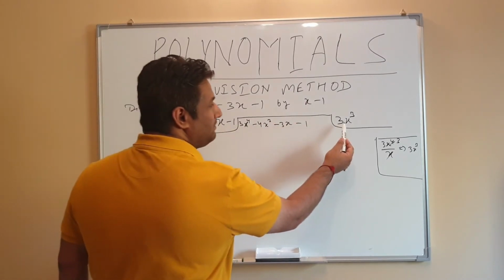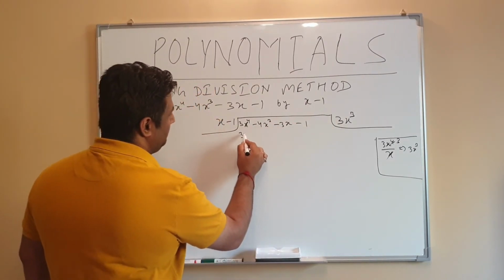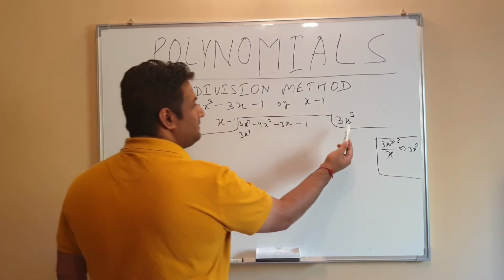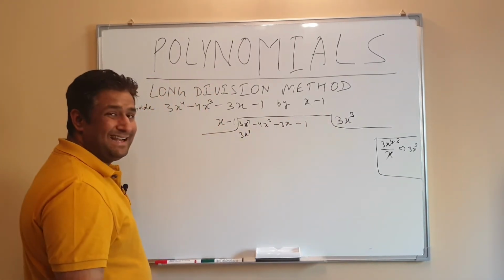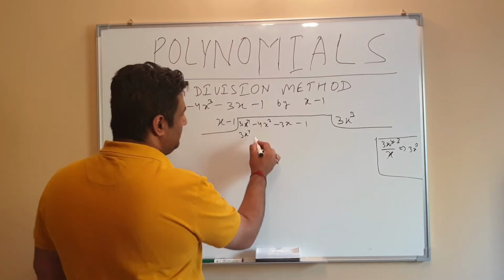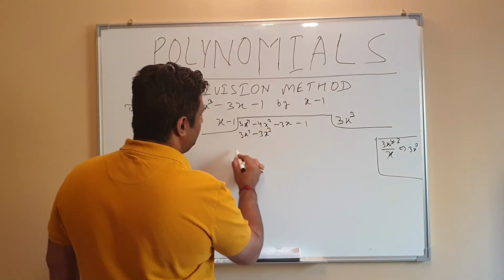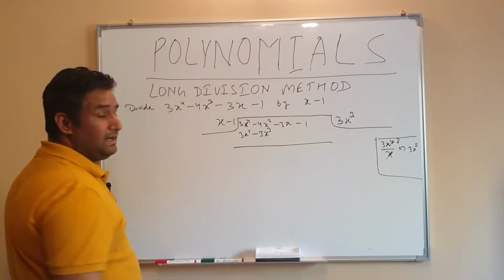So x times 3x cube will get 3x raised to power 4. Now negative 1 times 3x cube will get negative 3x cube. So we'll just write it just beneath the x cube term like that. So this is what we'll get, correct?